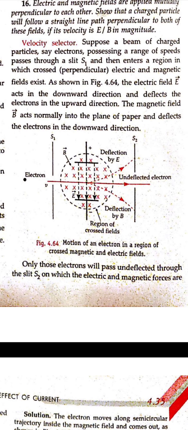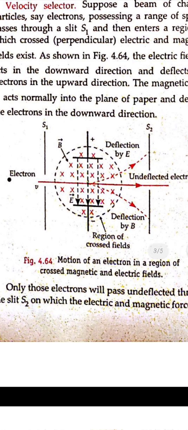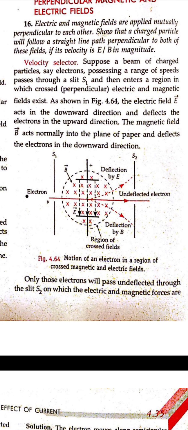And since B is acting here normal to the plane of the paper, because the cross is given, it is acting perpendicular to the plane of the paper, that is in the inward direction. So the direction of the magnetic field is inward. So it deflects the electron in the downward direction.